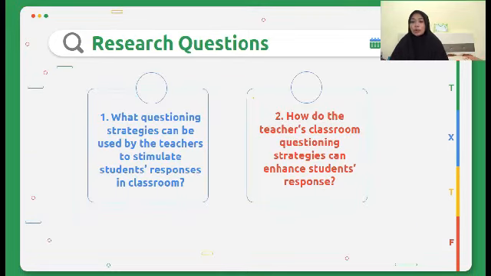So the research questions, there are two research questions. The first one is what questioning strategies can be used by the teachers to stimulate responses in classroom, and how can the teachers' classroom questioning enhance students' responses.